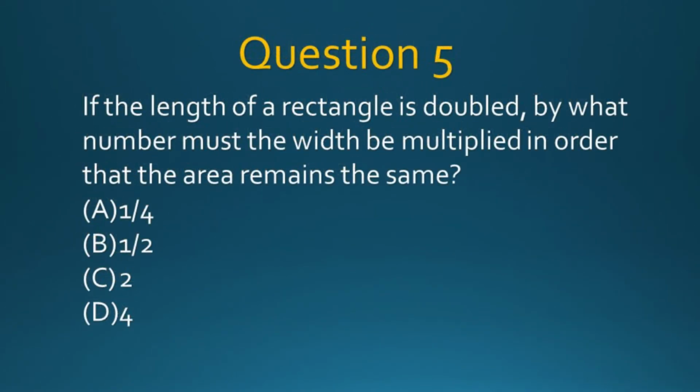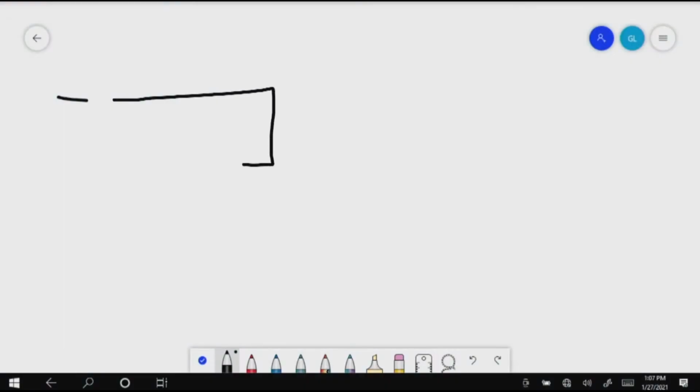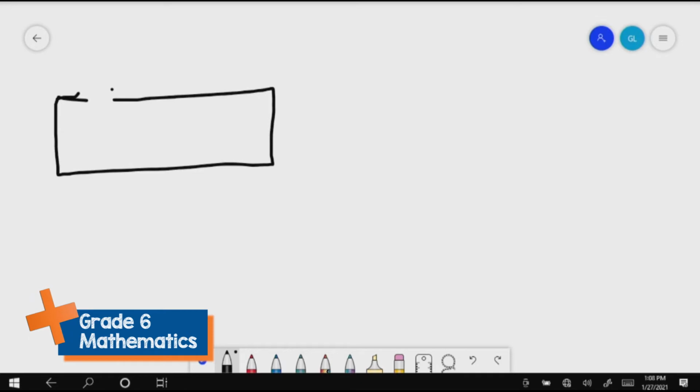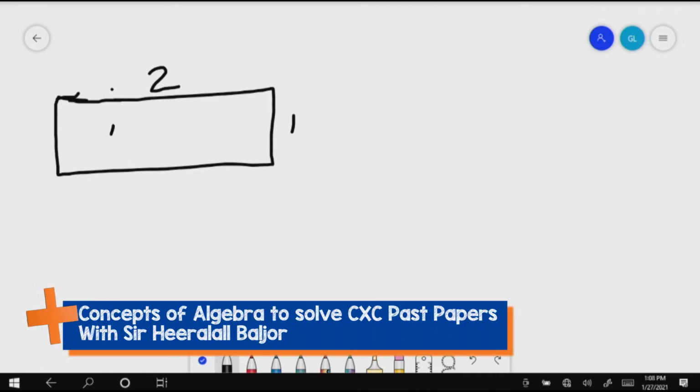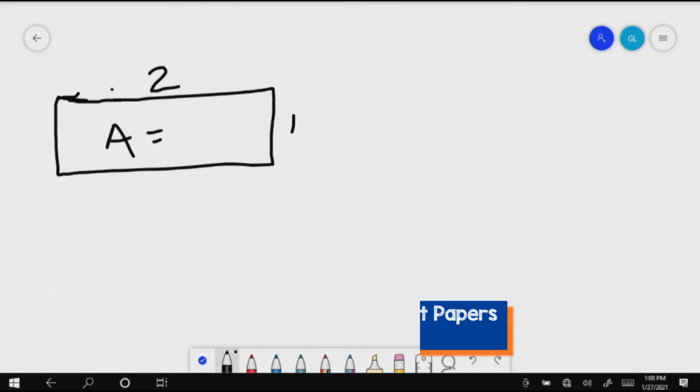If the length of a rectangle is doubled, by what number must the width be multiplied in order that the area remains the same? Now here, we need to understand first the concept before we apply what exactly they're asking us. Let us take an example here. Look at this example. If we have a rectangle, the length is 2 and the width is 1. The area, in this case, would have been 2 square units.